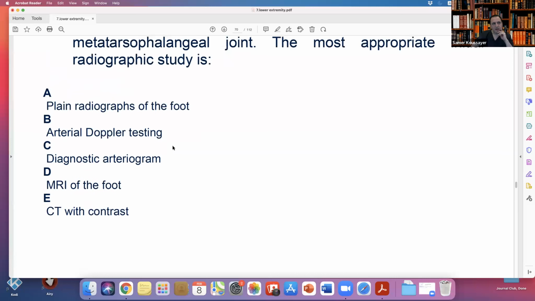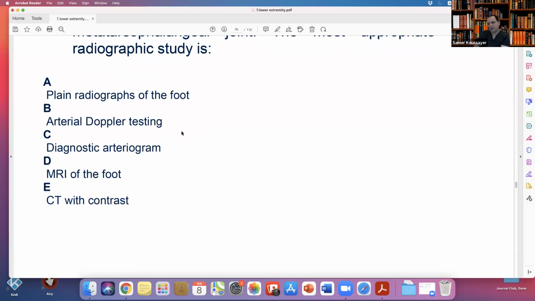So what about the other options? Let me see. Arterial duplex testing. Let's go through them later on. And the patient has pulses, actually. Okay, so you don't need that. That's correct. Same for angiogram, arteriogram. What about MRI? MRI will tell us something that is not seen on an X-ray.